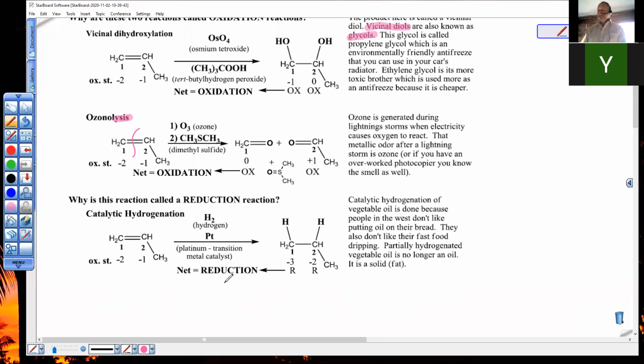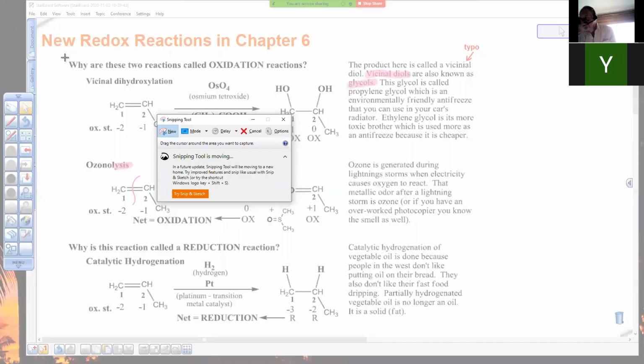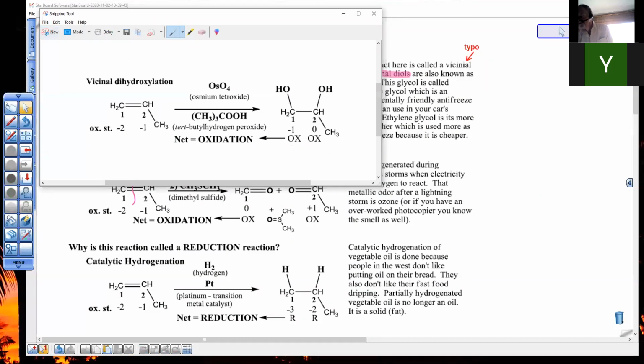And that is fair enough. So what are we going to be responsible for in this reaction right here? I'll tell you. This reaction right here. Bisphenol dihydroxylation. There's a lot of good stuff going on there.